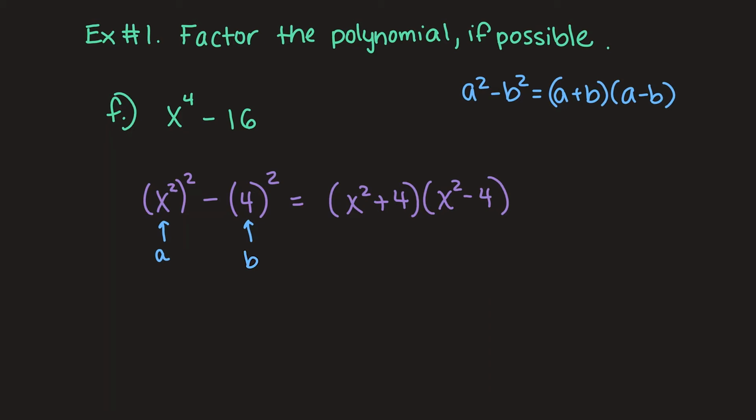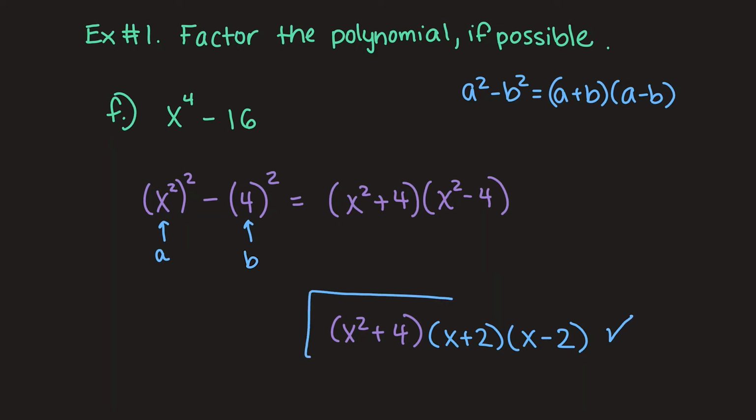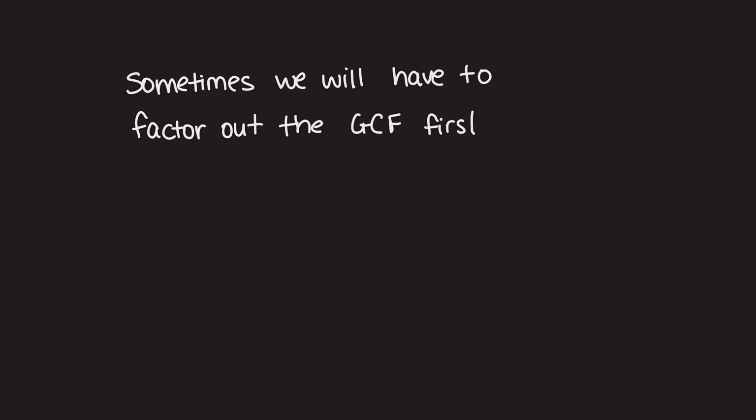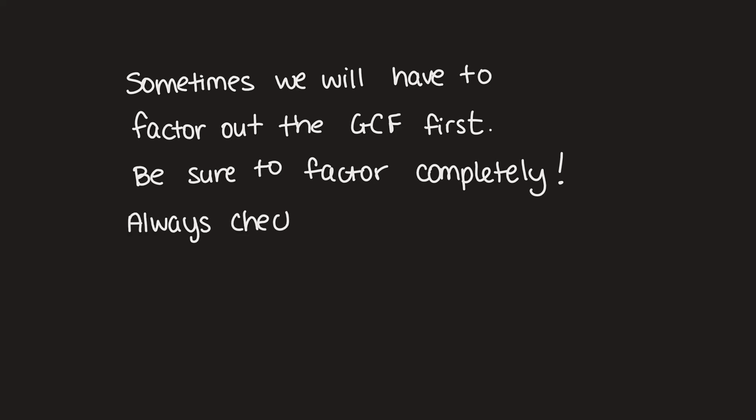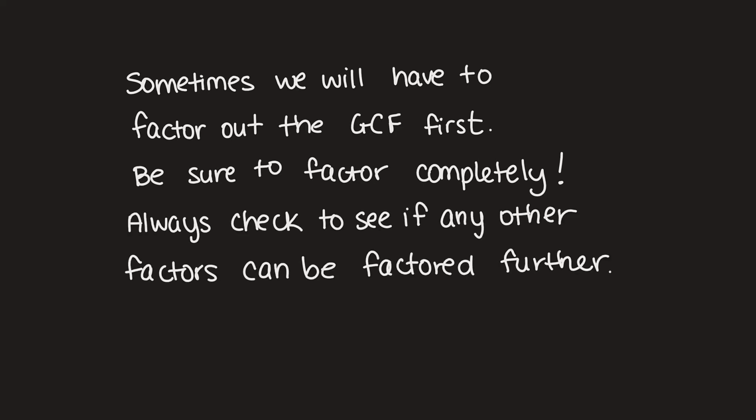To factor x squared minus 4, we will use our difference of squares formula again, where a is equal to x and b is equal to 2. We get (x + 2)(x - 2). And now our factored form is (x squared + 4)(x + 2)(x - 2). So sometimes we will have to factor out the greatest common factor first, and be sure to factor completely. Always check to see if any other factors can be factored further. So it's always helpful to ask yourself, can I factor again?